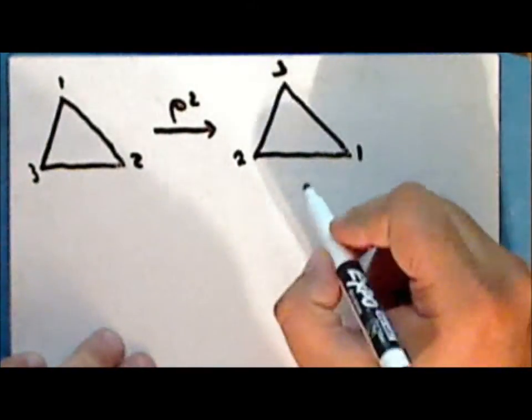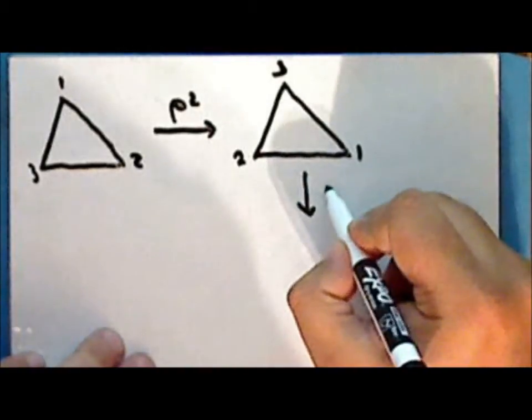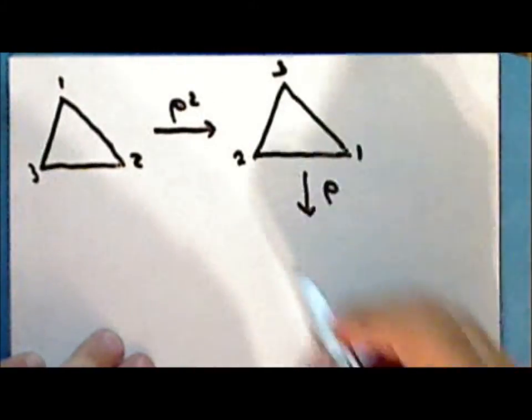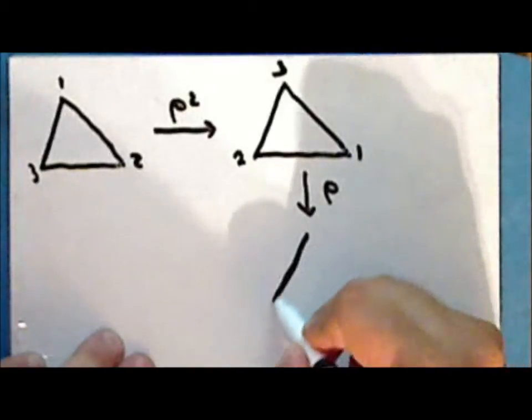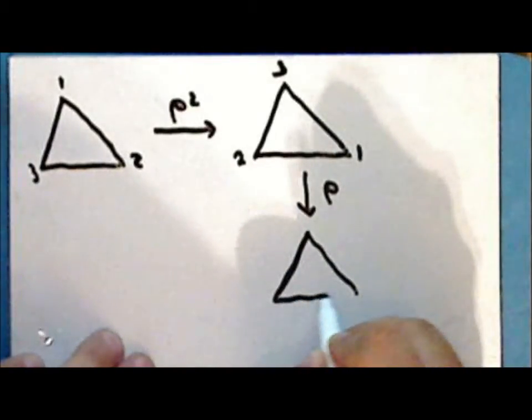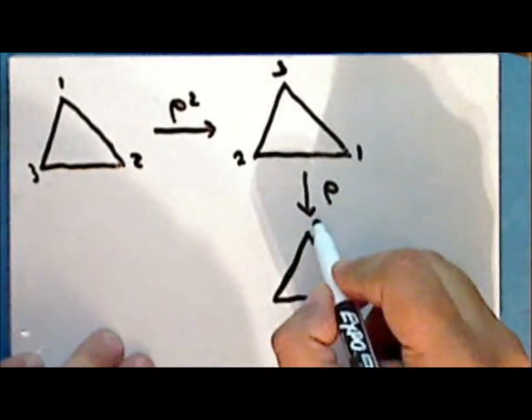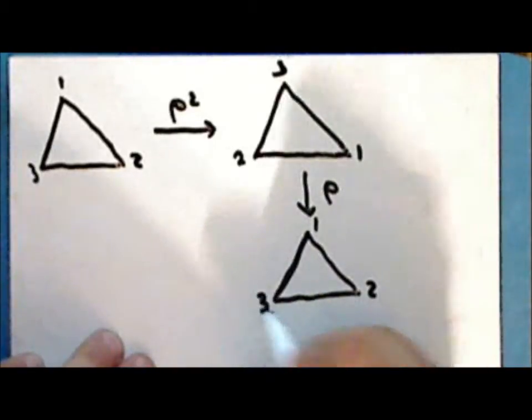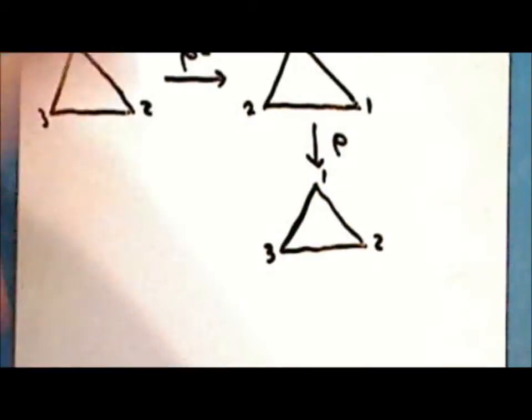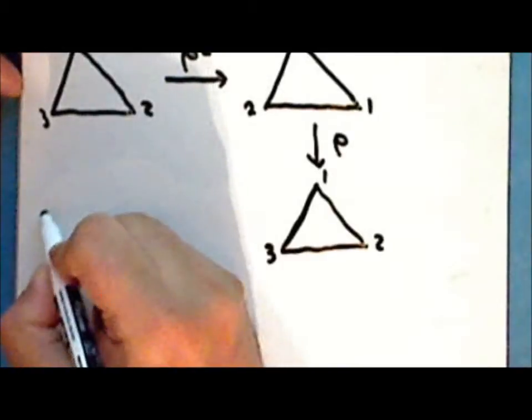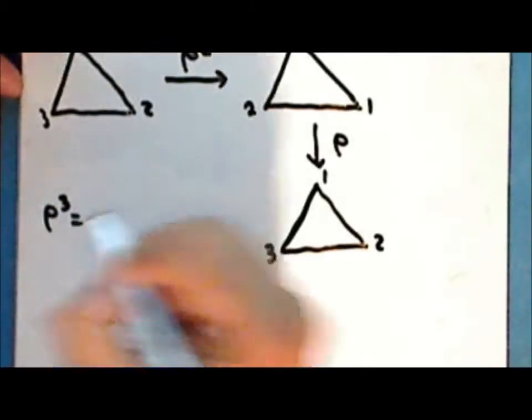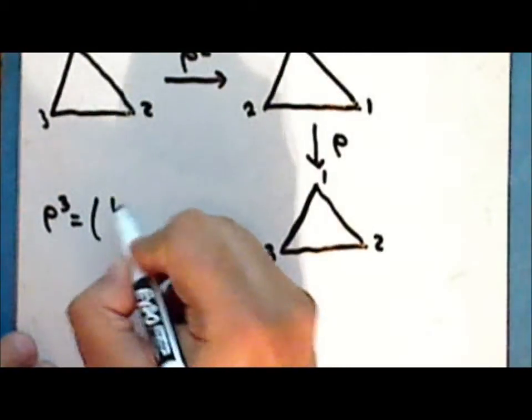So if we now rotate again by 120 degrees, the vertices have their original position, so that rho cubed is the identity.